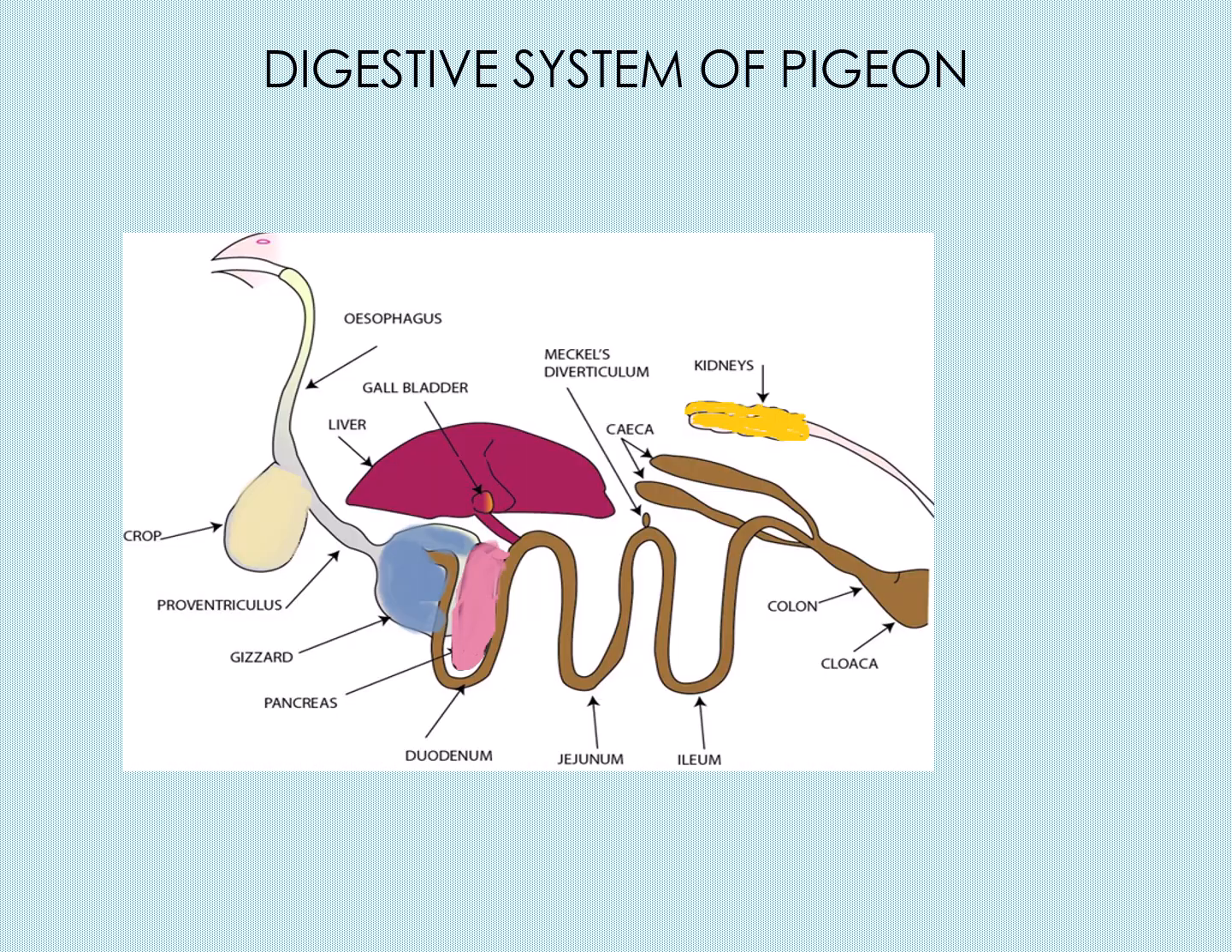This is the diagram showing the digestive system of pigeon. You can see it starts from the beak, the esophagus, the crop, moving on to the gizzard, and then the parts of the duodenum, coming to the ileum, the colon, and the cloaca.